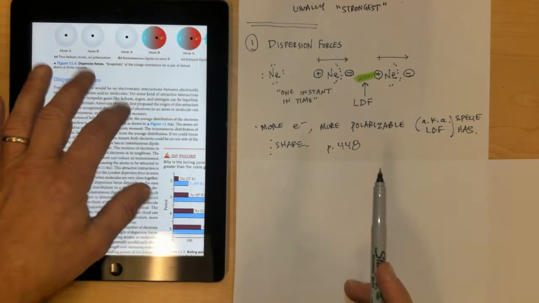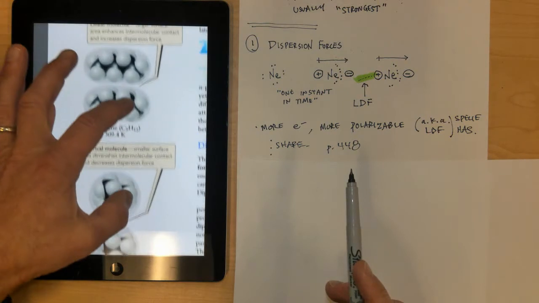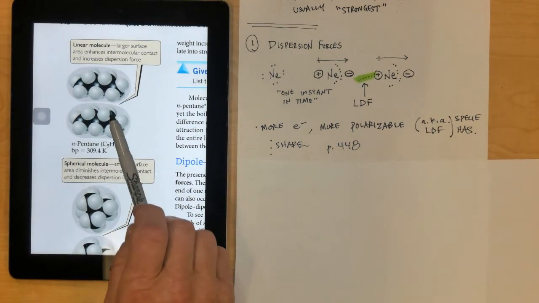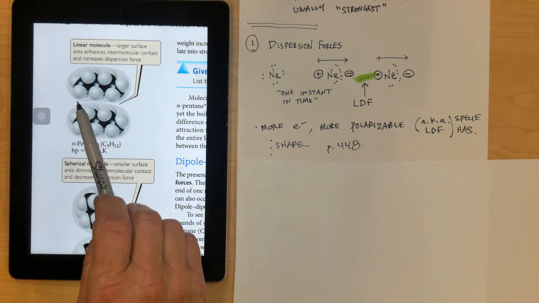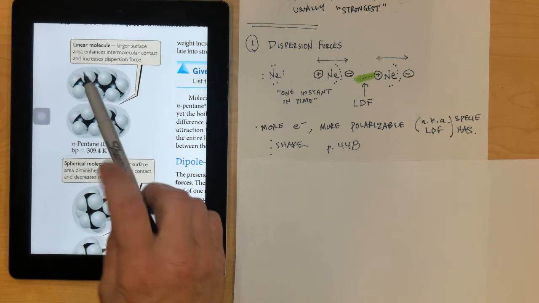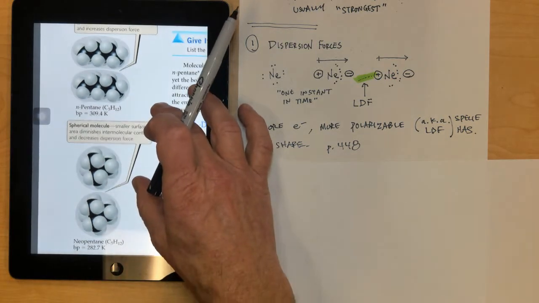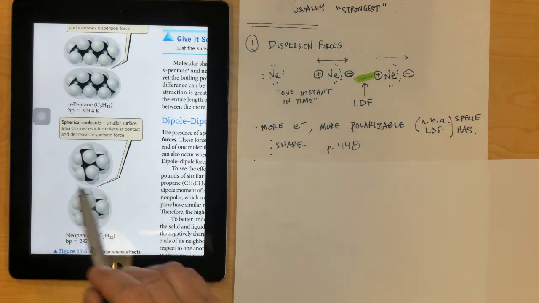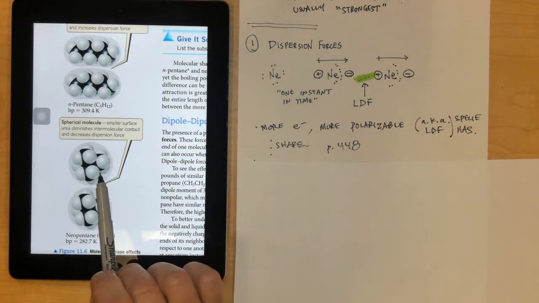Now, shape can also make a difference in a molecule. So for example, on this page we can look at a linear molecule of pentane, it's kind of a hot dog shape right here and has a fairly large surface area, as compared to the same molecule, C5H12, but in more of a spherical arrangement, and so it has a smaller surface area.